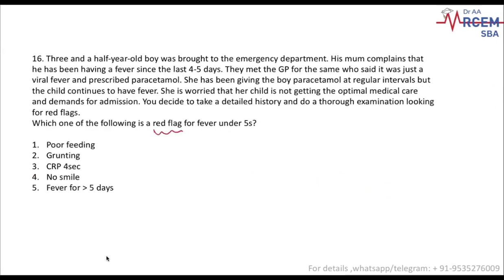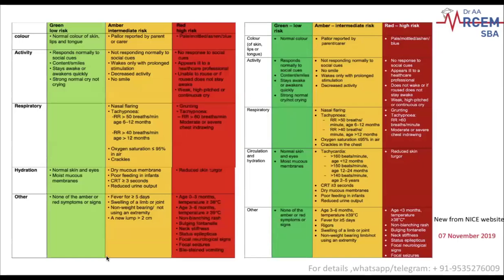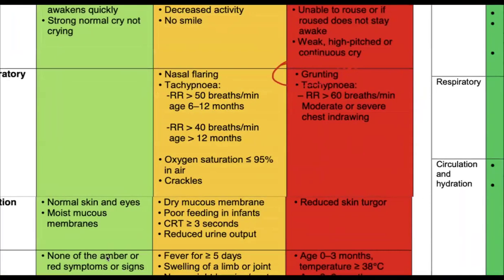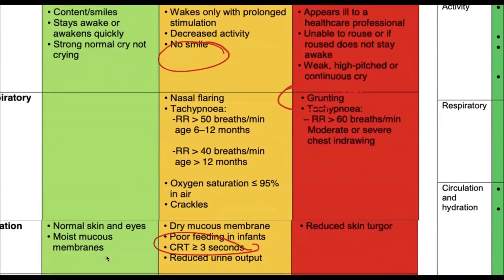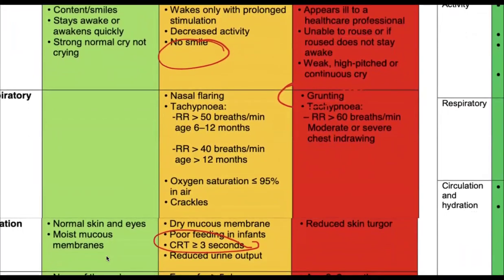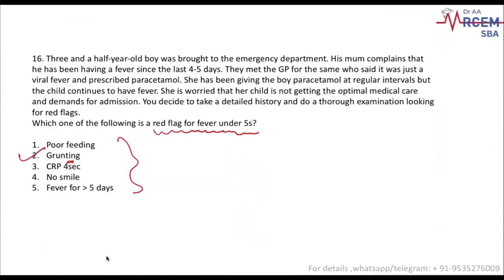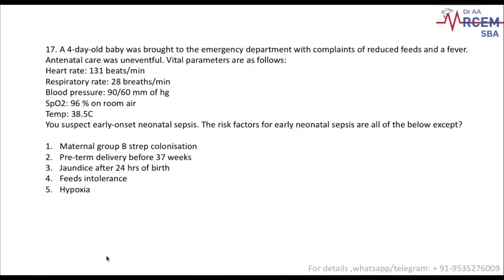They're asking which one of the following is a red flag for fever under 5. For fever under 5, the only red flag is grunting. At least remember grunting, it has been tested multiple times in previous exams. CRP, also be aware of it. It is present as an amber sign, not as a red sign. People get confused with CRP. No smile also comes here in amber. Fever more than 5 days also comes in the amber. So out of all these, only grunting is suggestive of a red flag under fever under 5.